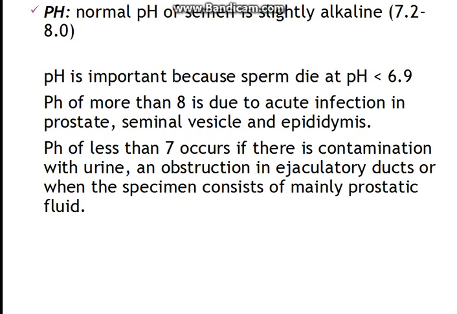The pH should be slightly on the alkaline side, that is 7.2 to 8. pH is important as the sperms die at a pH less than 6.9. A pH of more than 8 is due to acute infection in the prostate, seminal vesicle, and epididymis, and a pH of less than 7 occurs if there is contamination with urine, if there is obstruction, and if the specimen consists mainly of the prostatic fluid.